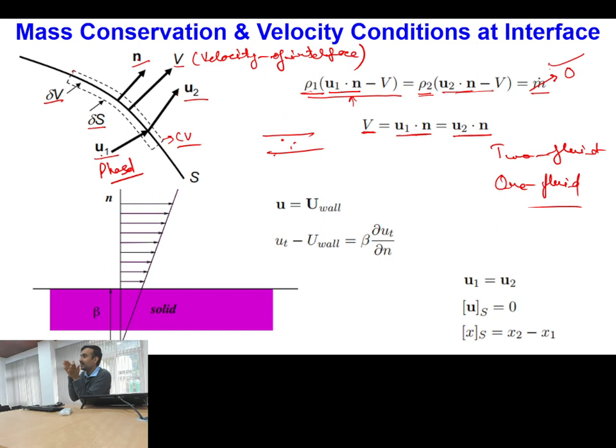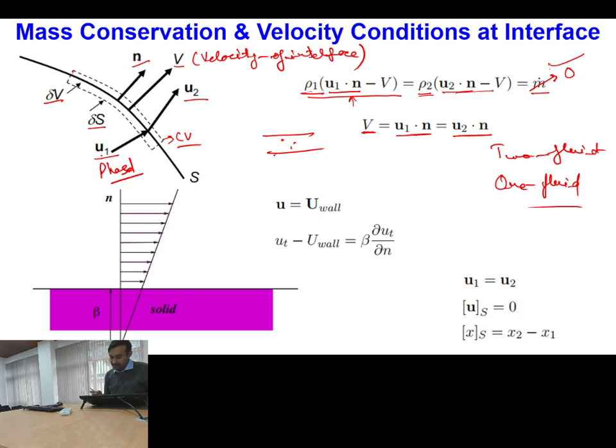So if it appears as a sharp macroscopic boundary, then in the tangential direction the no-slip condition should be satisfied. It means that whatever the velocity of fluid 1 in the tangential direction, the same will be the velocity of fluid 2 in the tangential direction.